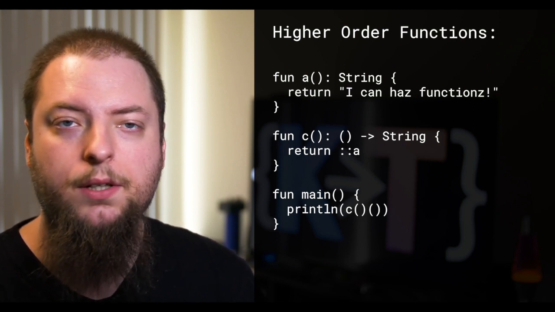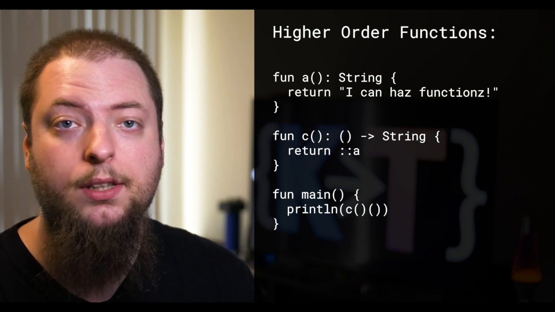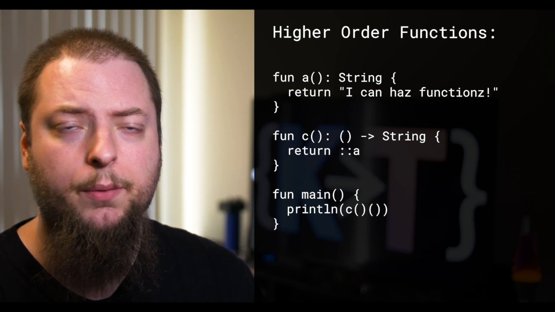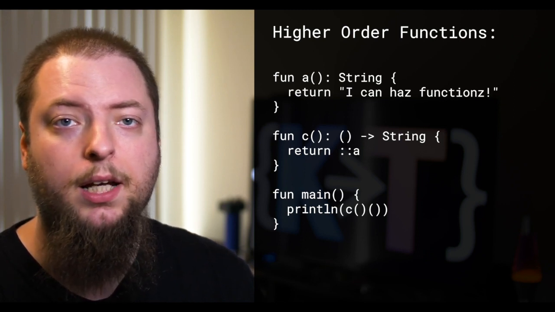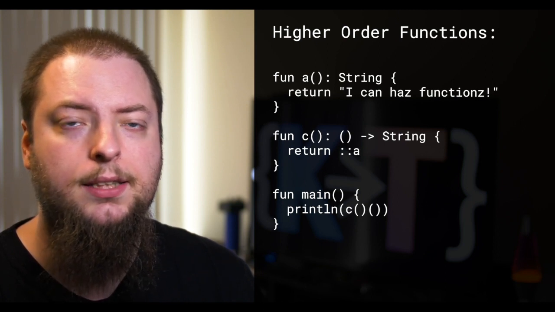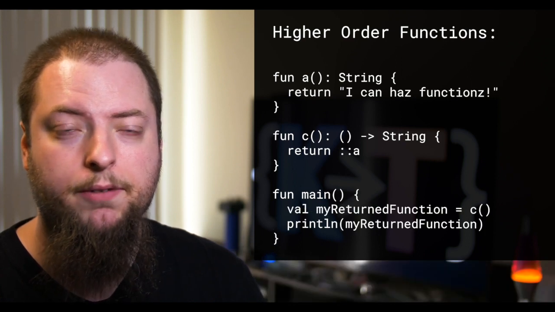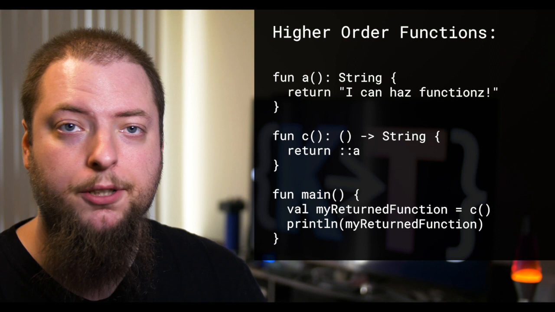We need to actually execute that function that gets returned to us, so we add a second set of parentheses to execute that function a. To try to make it clear what's going on here, let's write this slightly differently. Instead of calling print line with c and two sets of parentheses, let's instead assign c with parentheses to another variable here, and we'll call that variable my returned function.